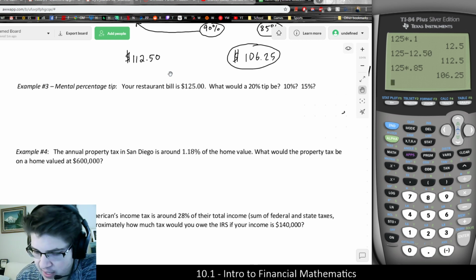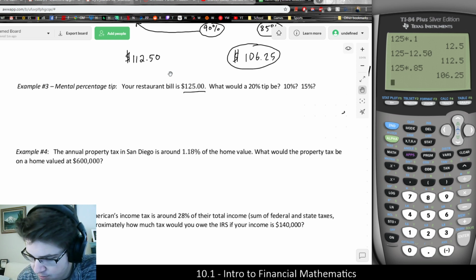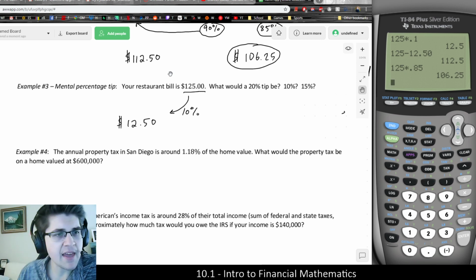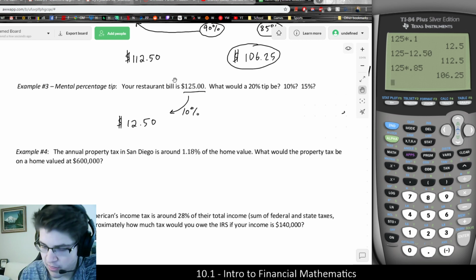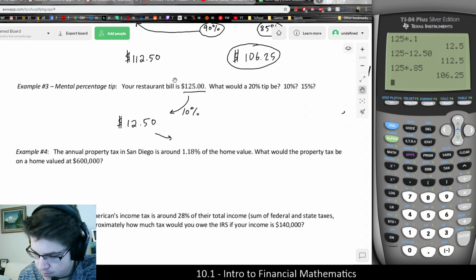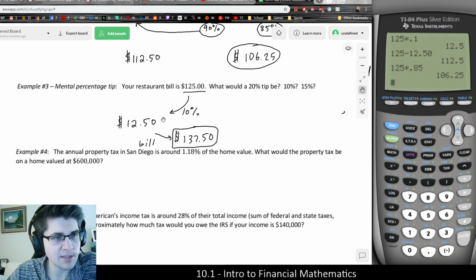But basically 10% is very easy because if my bill is $125, 10% of 125 is just $12.50. You just move the decimal place once and you get a 10% tip. And then I would need to add that on to the original bill to come up with the new bill, which would be $137.50. And if you're not great with basic arithmetic, you could always just round that to say $13.